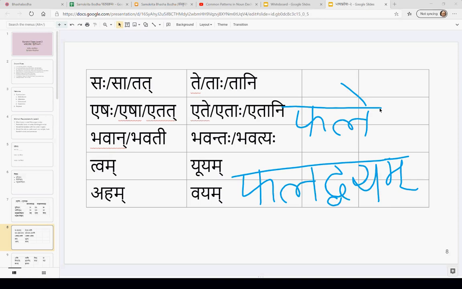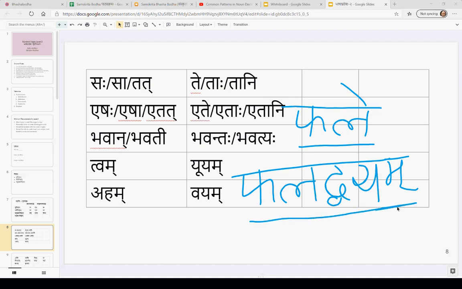Then if you want to say two fruits are falling, because this is dvivachanam, for falling also we have to use the dvivachana form of patati, which is falling. Right? Because the kriyapada vachanam and the namapada vachanam have to match. The namapada means that which is doing the action. So phale patataha, like that we have to use. It is good to remember, but if it is difficult to remember, there is another way to use it.